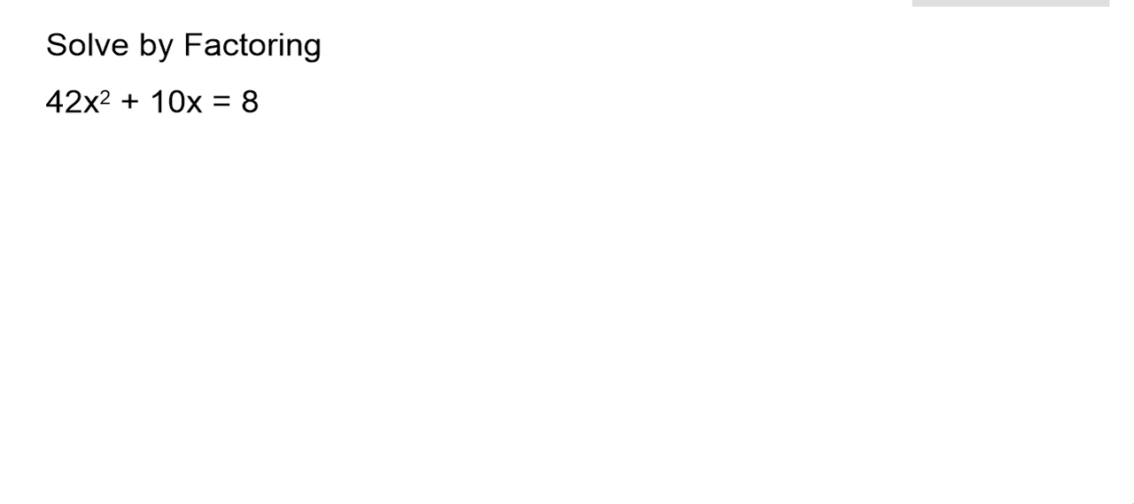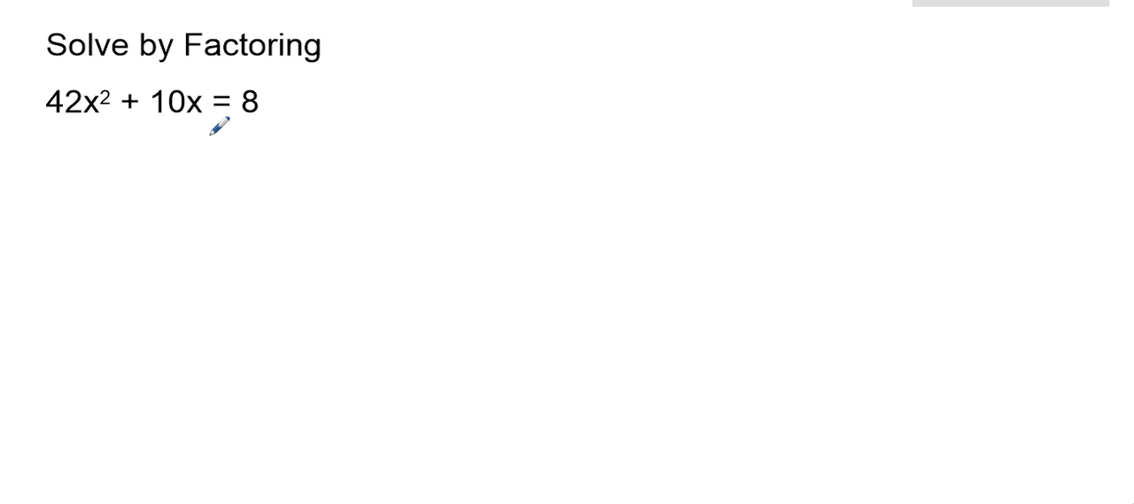Okay, so the equation we're going to look at today is 42x squared plus 10x is equal to 8, and we're going to solve it by factoring. The first thing I notice is we do have larger numbers, so let's figure out how to solve with larger numbers.